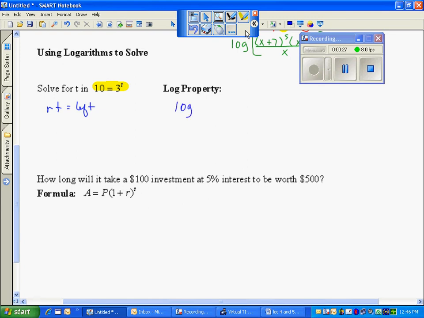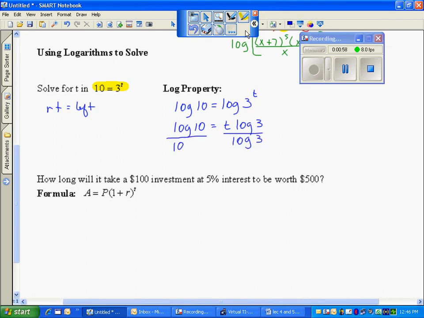So I'm going to put the word log on the left, and that's going to be equal to log 3 raised to the t. Using my properties of logarithms, log of 10 equals t log of 3. We have a power, so we can multiply those two exponents. Solving for my variable t through division.